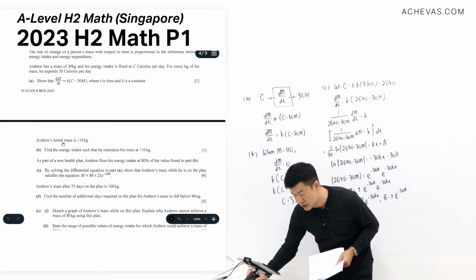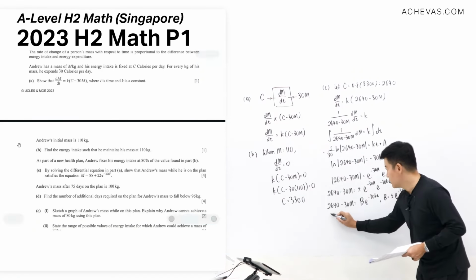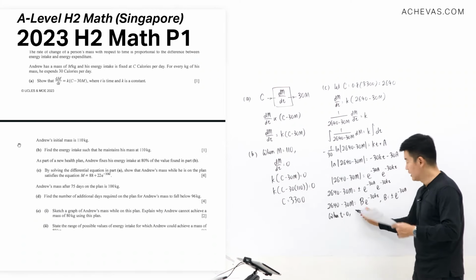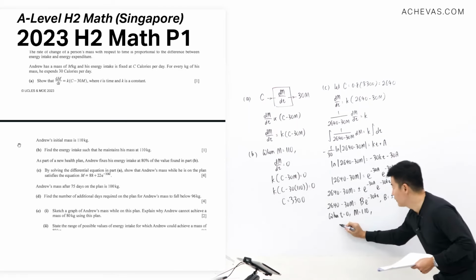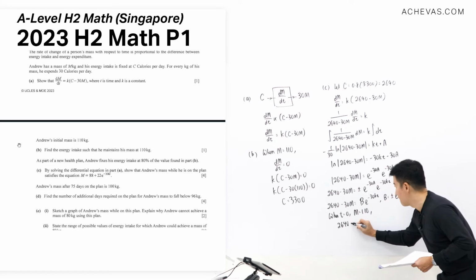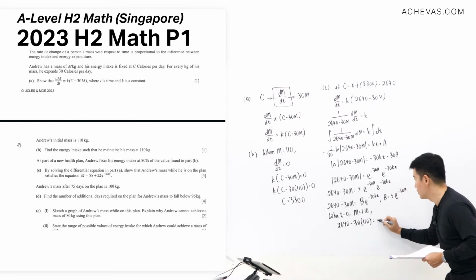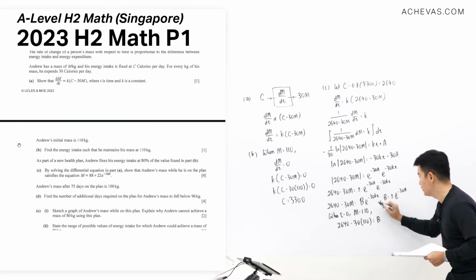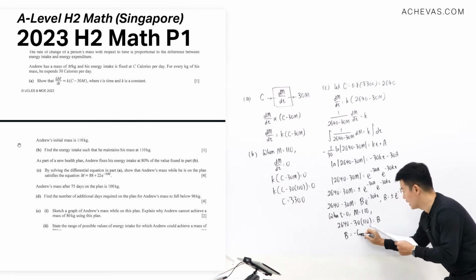Okay, Andrew's initial mass is 110 kg. Okay, so I'm going to make use of that, which means that when t is equal to 0, we know that the mass is 110 kg. So substituting this set of information into here, we have 2640 minus 30 multiplied by 110 is going to be equal to b e to the power 0, which is going to be 1. So we know from here b is going to be equal to negative 660.